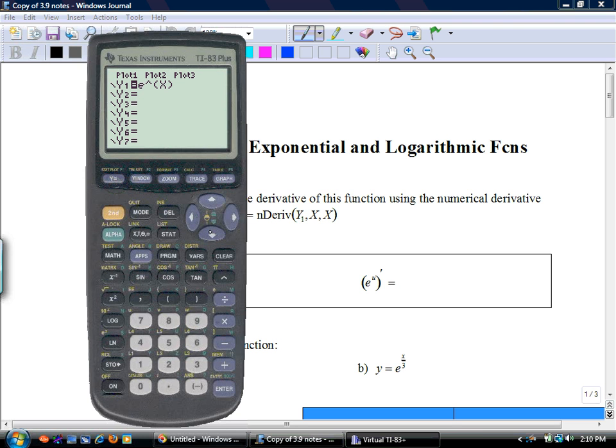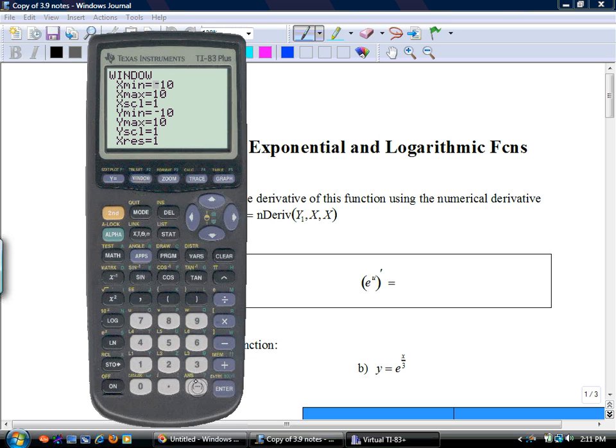So in y2, I'm going to ask it to graph the derivative. So math, derivative, over to y1, vars, over to y1, comma x, comma x. Okay. X is the variable, comma, where are you taking the derivative at? So that second x says take the derivative everywhere and plot the points. Okay. So maybe a little bit better of a window setting here.